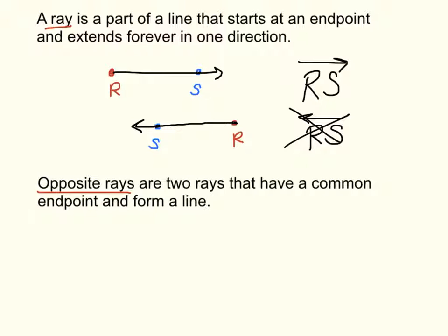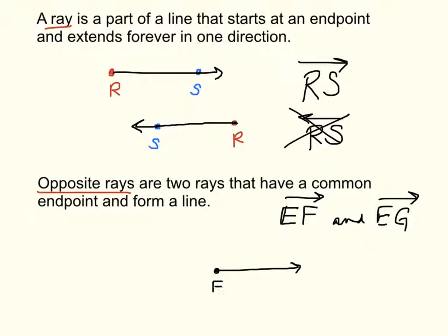Next vocab word, opposite rays. Opposite rays are 2 rays that have a common endpoint and form a line. So if I would tell you that we want to name or draw ray EF and ray EG, and if we said they are opposite rays, they would look like this. Ray EF, we know that E has to be the endpoint, and F has to be anywhere on that ray. Ray EG has to also start at the endpoint, but it goes the opposite direction.